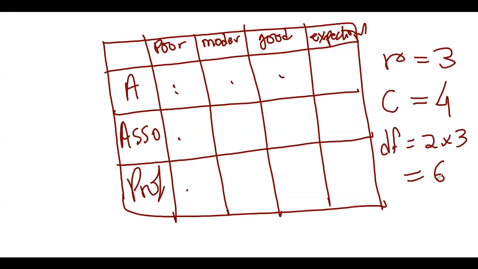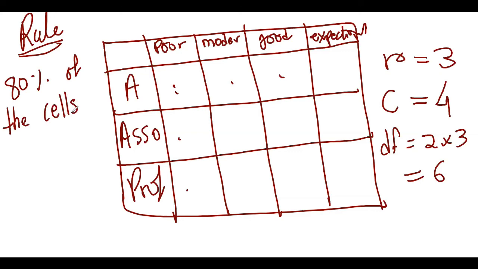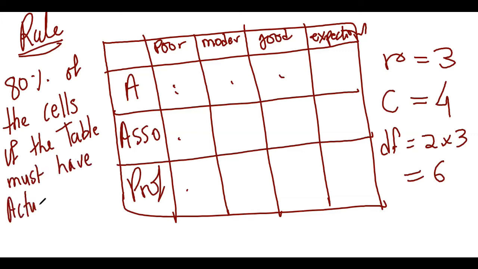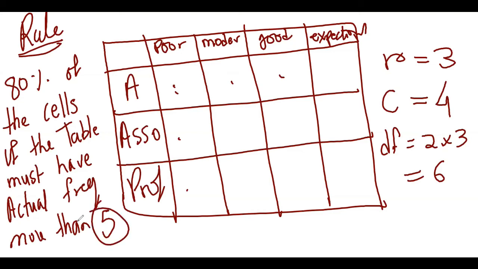Now in this table, there is a very important rule. What is the rule? The rule of chi-square is that 80% of the cells of the table must have an actual frequency of more than 5. So in this case, how many cells are there?